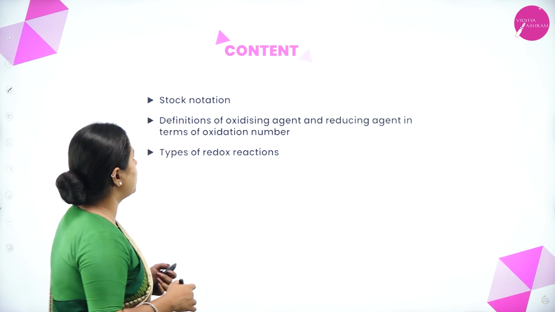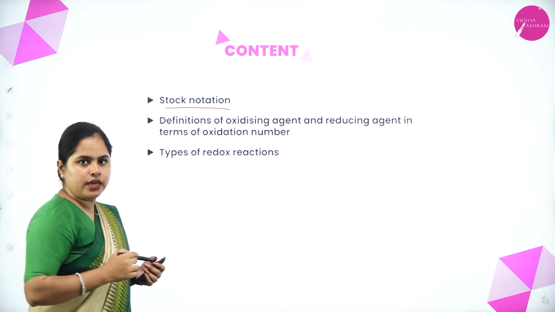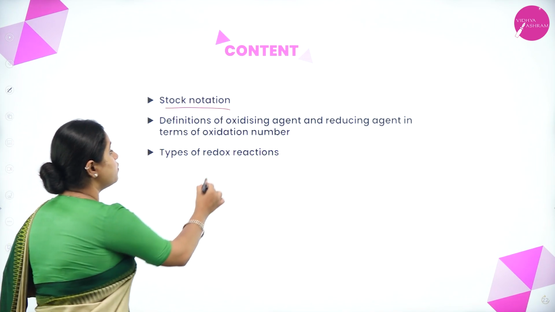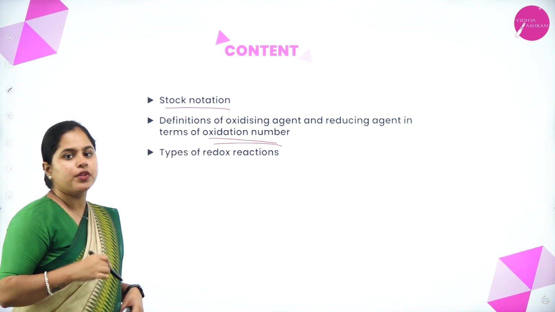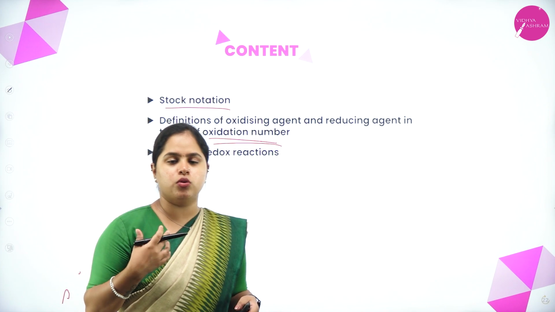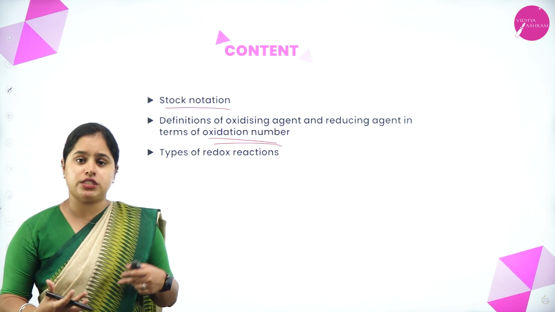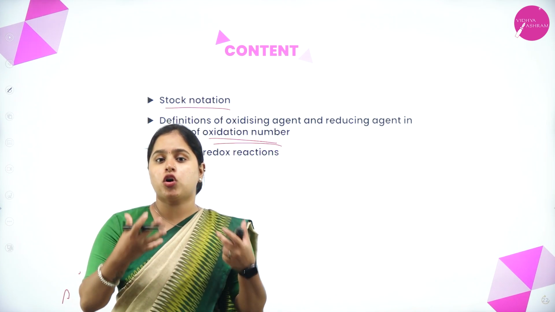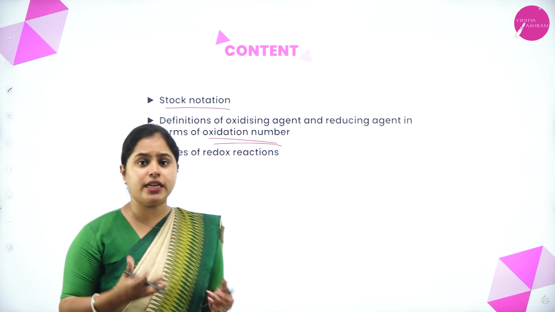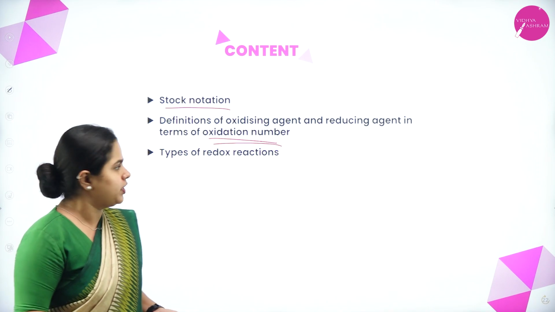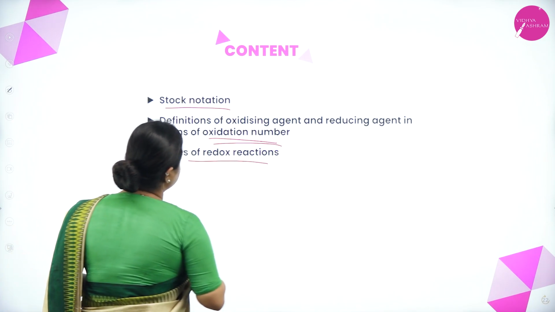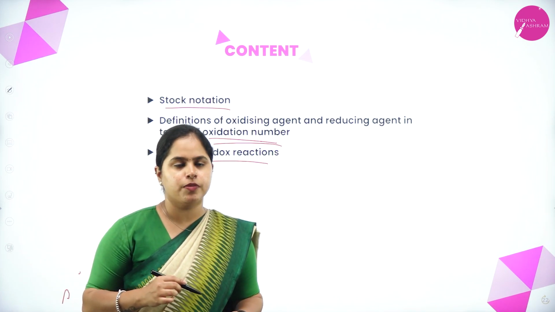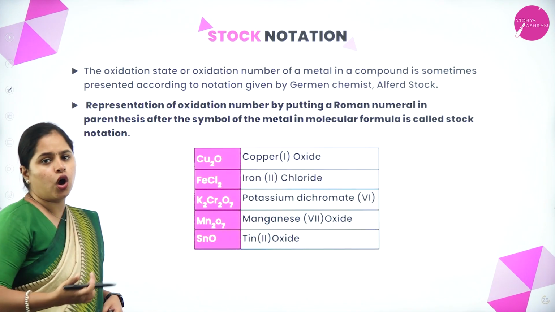So in today's session, we are going to study Stock notation, right? And then definitions of oxidizing agent and reducing agent in terms of oxidation number. In terms of oxidation number, we are going to identify which is the substance undergoing oxidation, reduction, or which is the oxidizing agent and reducing agent, right? And then we are going to discuss the 4 different types of redox reactions as well in this session. So let's begin with the first one, that is Stock notation.